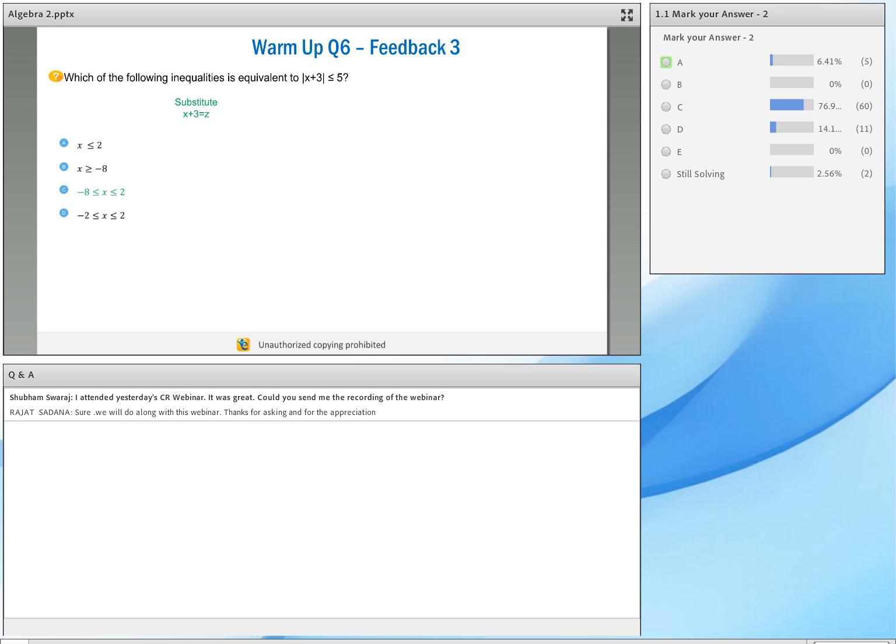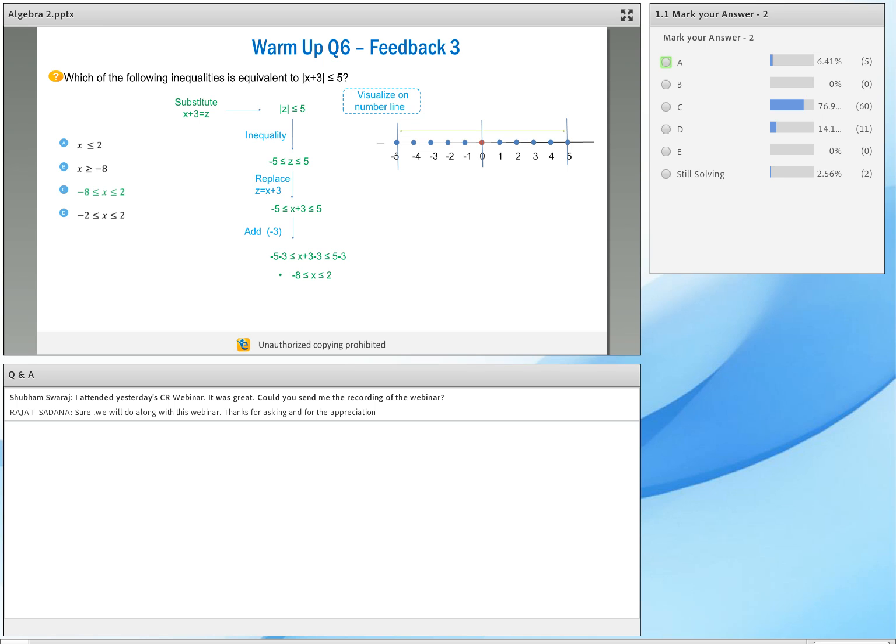How do you go about doing this? You say, hey, let me substitute x plus 3 as z. And essentially, this absolute inequality reduces to z less than or equal to 5. If you visualize this on a number line, you locate z at 0 and you go 5 units from it on either side. This limits z to between minus 5 and plus 5, both inclusive. You replace z by x plus 3, and then you just do the math, and you get x is between minus 8 and plus 2.